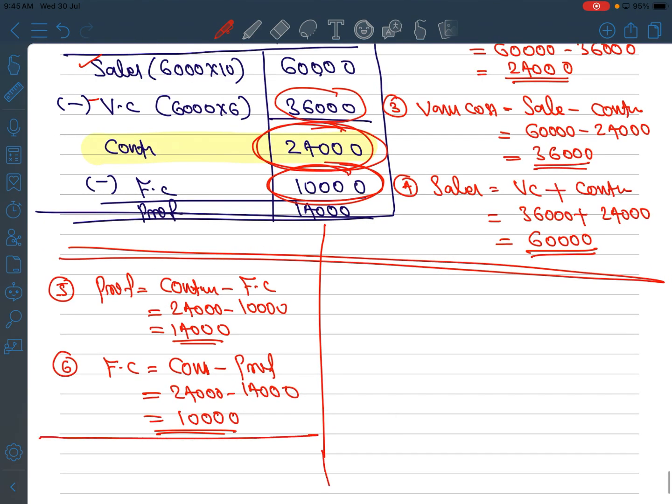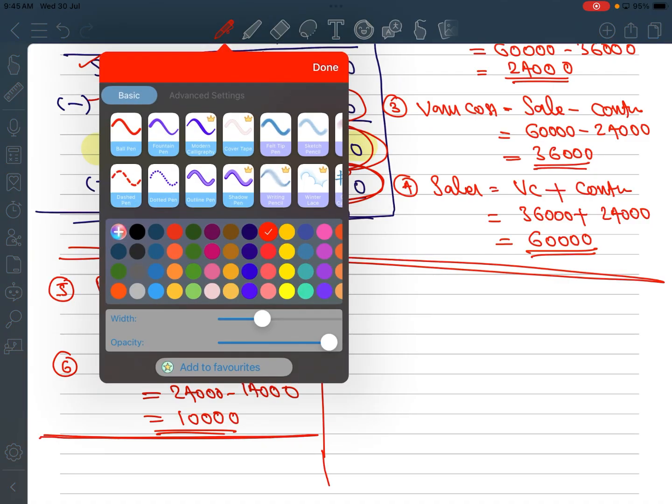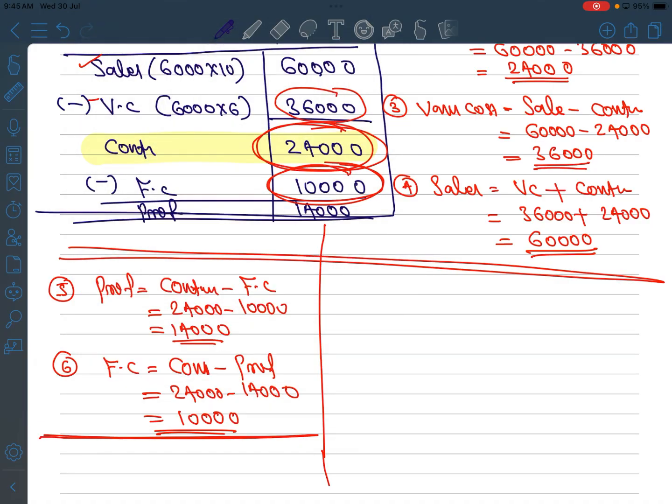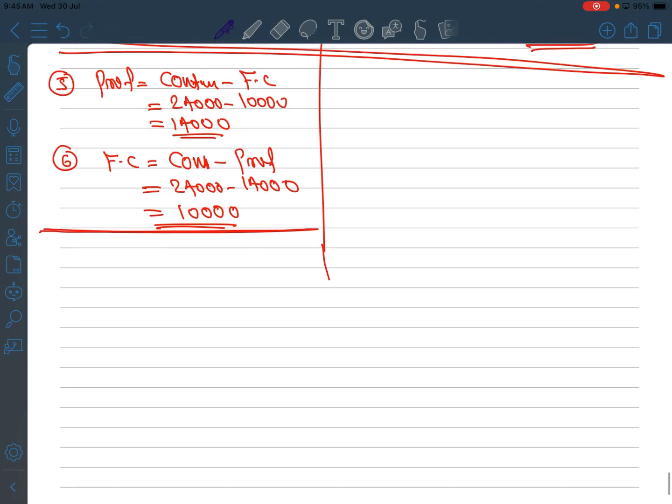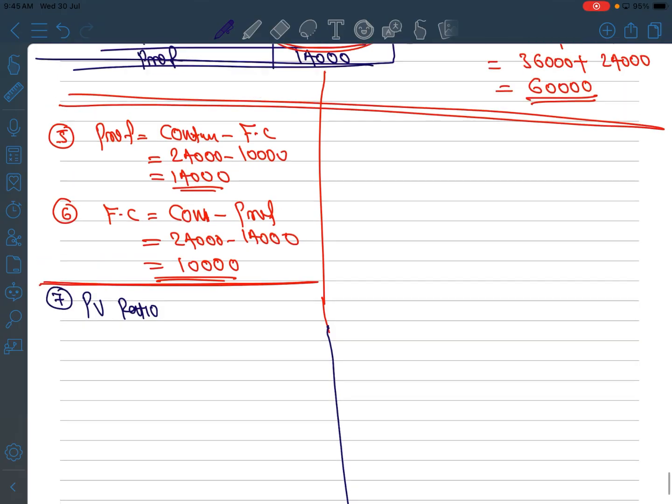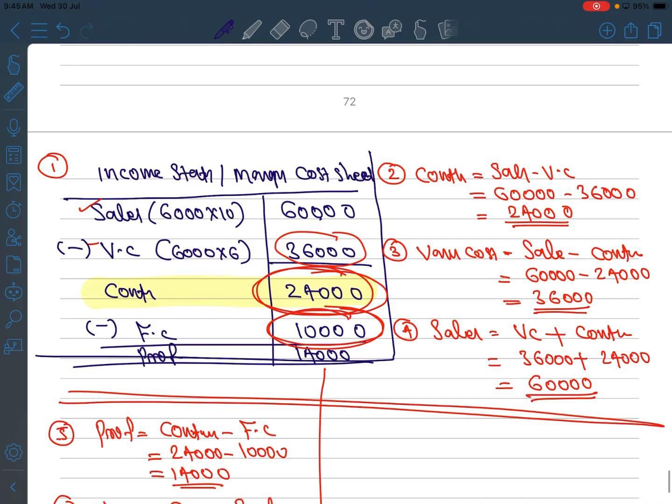PV ratio. From this equation onwards, we have to give much more attention. Seventh one, what is that? PV ratio. What is the full form of that? Profit volume ratio. Actually, there are two equations to find out PV ratio. Before going to the equation, PV ratio is the percentage of contribution on sales.